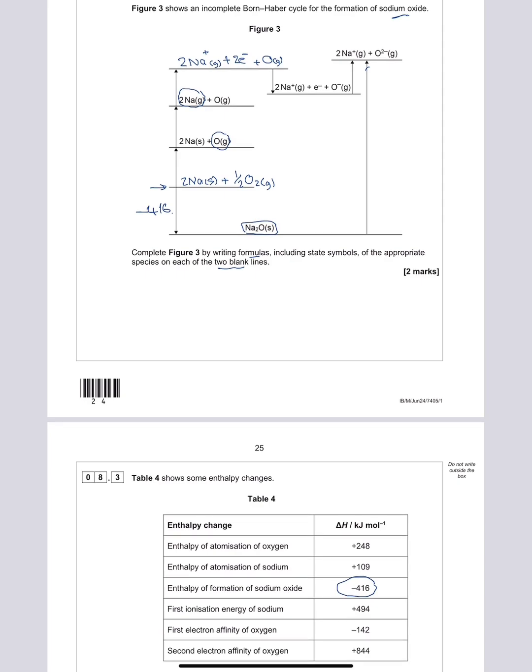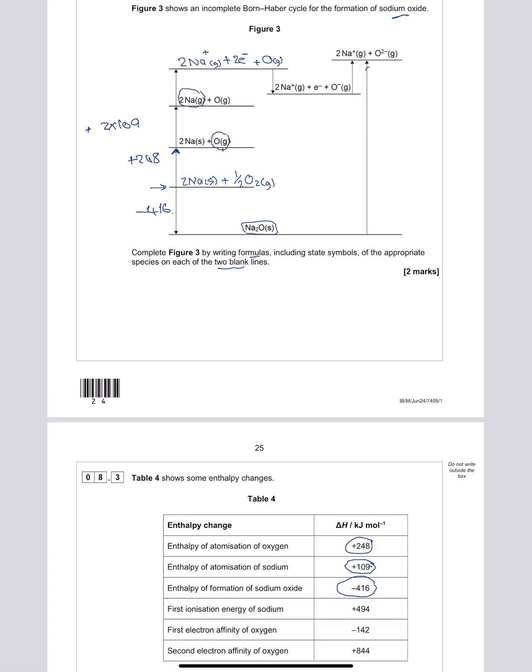And then the second one is the enthalpy of atomization of oxygen. This is the first one here, atomization of oxygen, which is plus 248. And then followed by the atomization of the sodium. But remember, there are 2 moles, so we have to multiply this by 2, so there is 2 times 109, and also this is with a plus sign.